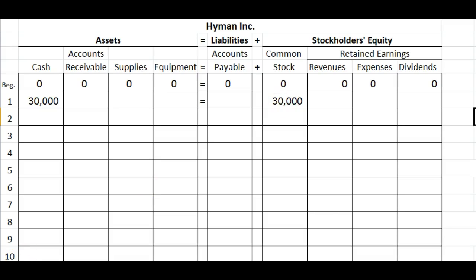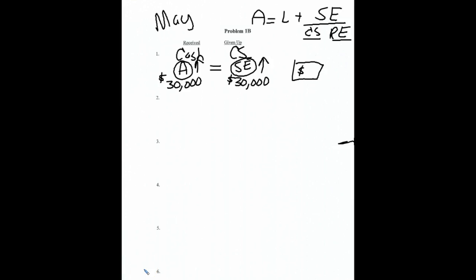Okay, let's go to transaction 2. In transaction 2, the company purchased equipment for $10,000 cash. So then I have to identify, what did the company receive? What did it give up? Well, the company received equipment. I'm just going to abbreviate that. And what did it give up? Well, it bought equipment in exchange for cash, so it gave up cash. So what it received is equipment, what it gave up is cash.